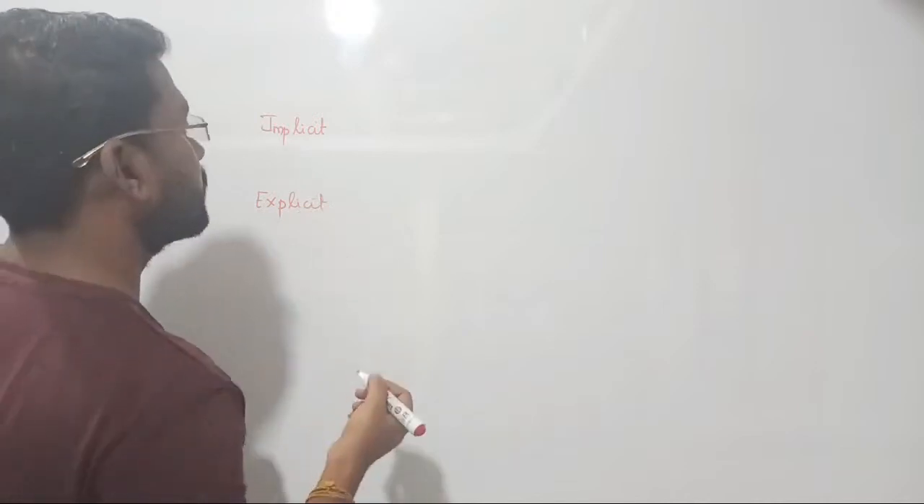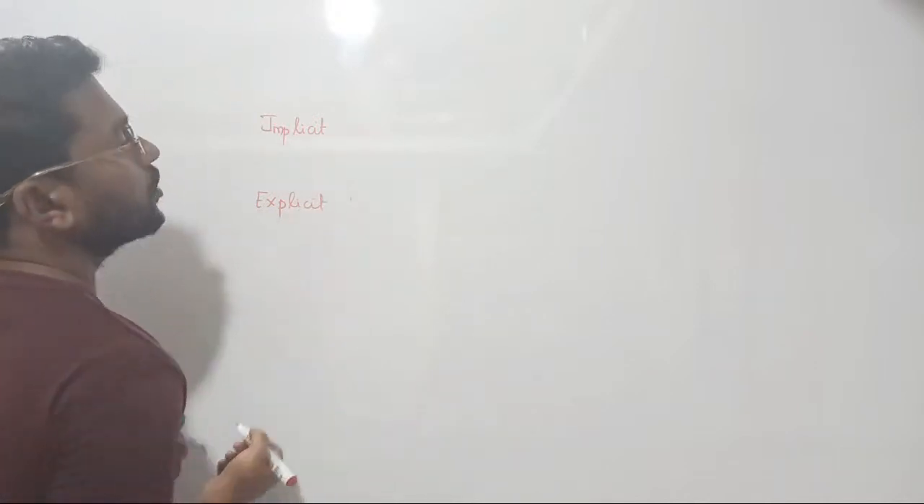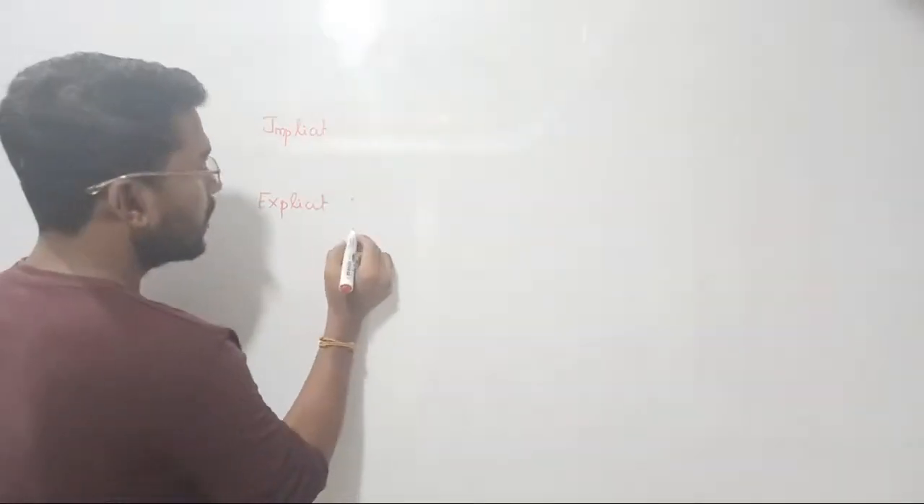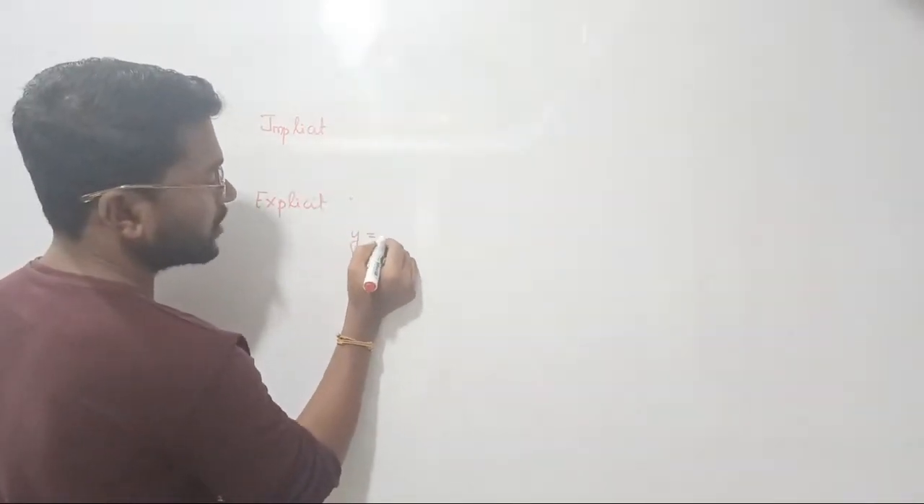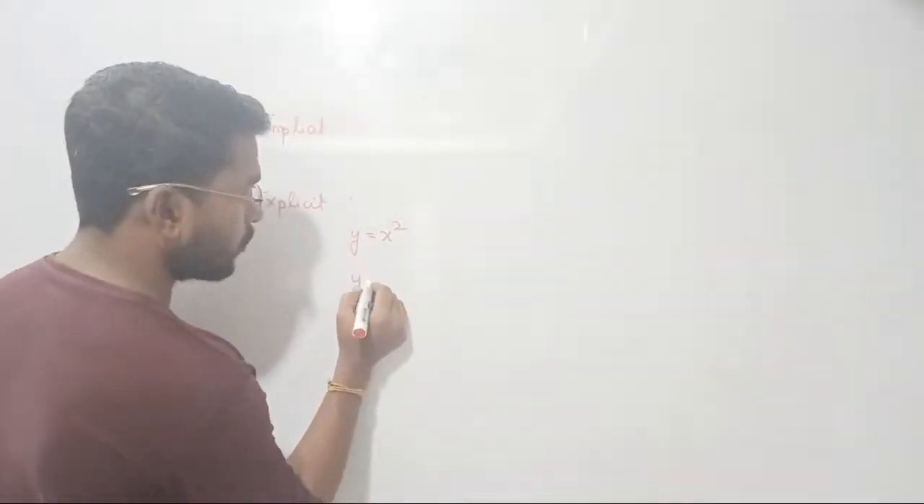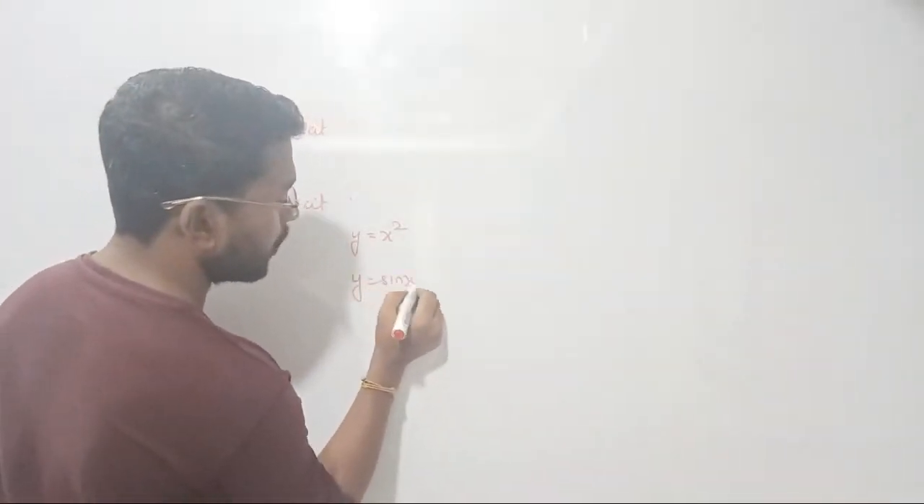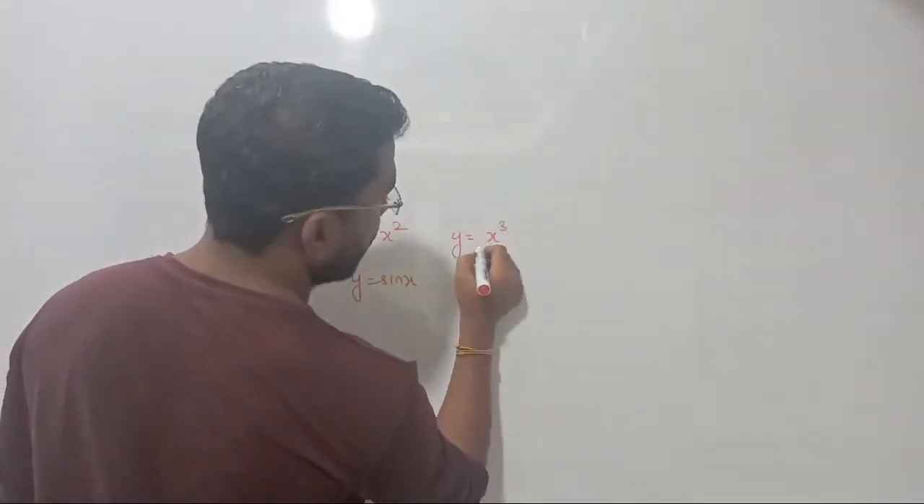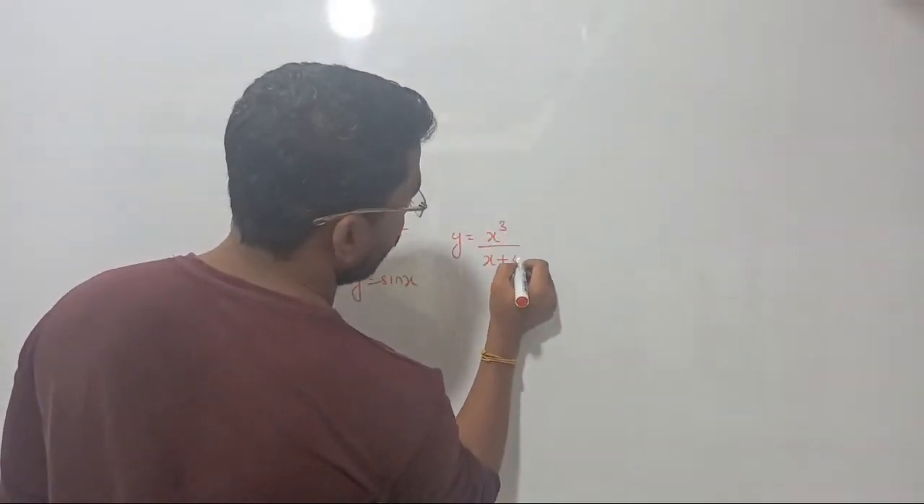Implicit and explicit function. Just observe the two things. Let us consider explicit function first. In explicit, for an example, I have a function y is equal to x square, and I have a function y is equal to sin x. Yes, of course, I have a function y is equal to x cube upon x plus 4.